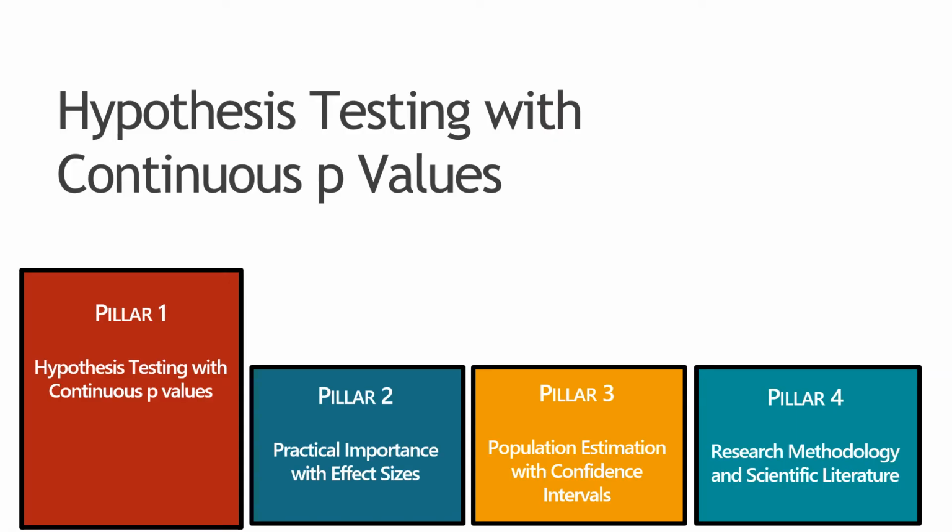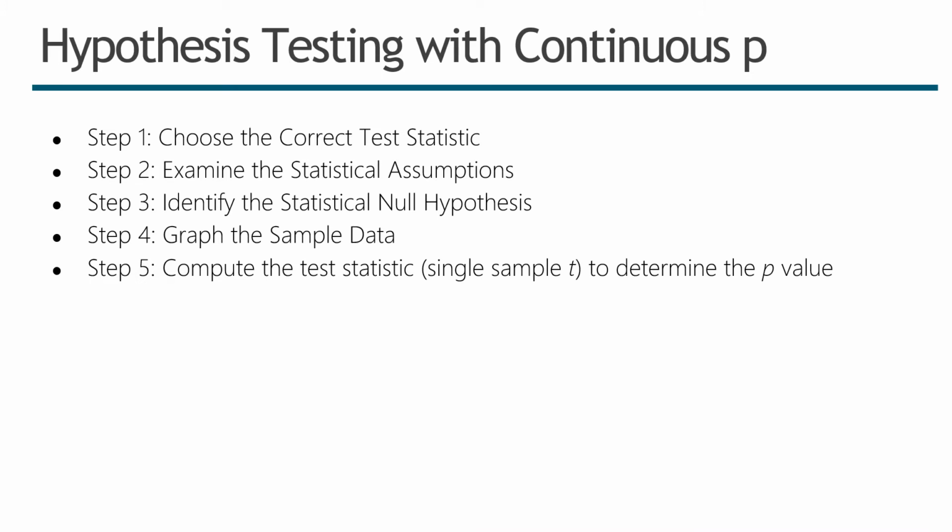We're going to start with pillar 1, looking at hypothesis testing with continuous p-values. There are quite a few steps to hypothesis testing, and most of them are new to you, and so we're going to spend quite a bit of time on this step walking through the mechanics and understanding what you're doing each step of the way here. So basically there are 5 steps we're going to follow through when we're looking at hypothesis testing with the continuous p-value.